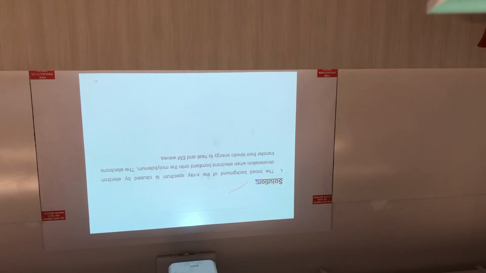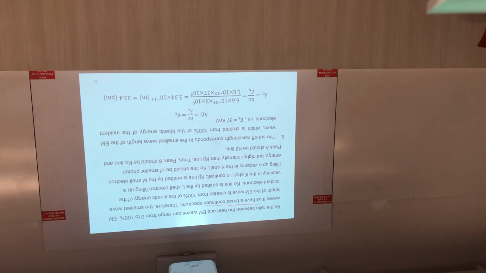So let me just read this. All right. The broad background of the X-ray spectrum is caused by electron deceleration. When the electrons bombard the molybdenum, the electrons transfer their kinetic energy to heat and the EM wave. As the ratio between the heat and the EM wave changes from 0% to 100%, its energy is gradually transferred to heat. So the EM wave has a broad continuous spectrum, depending on the transfer rate.